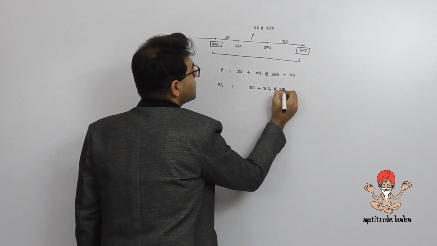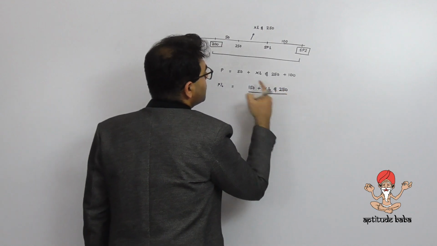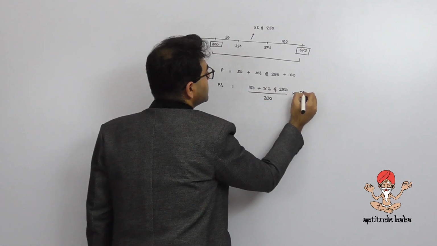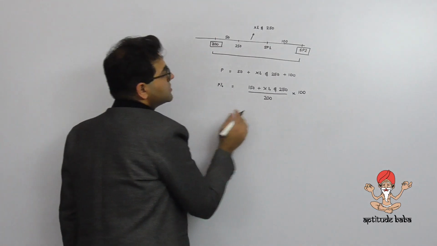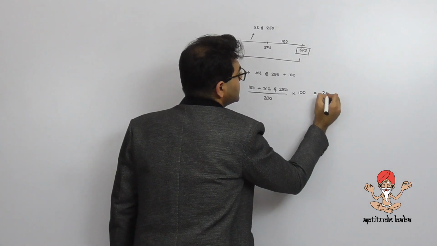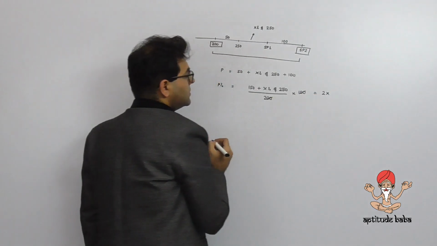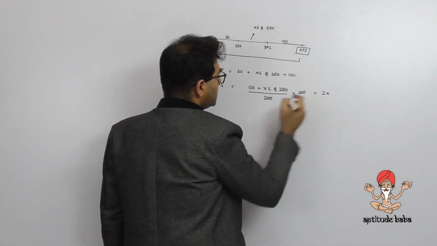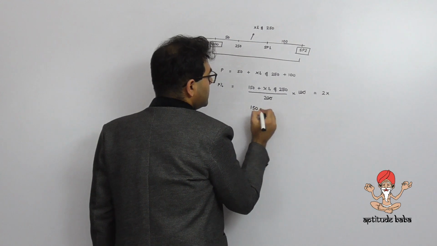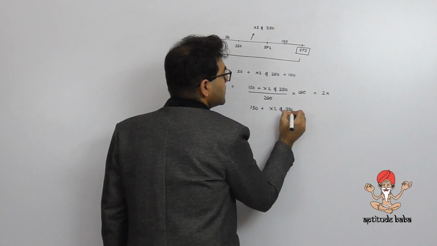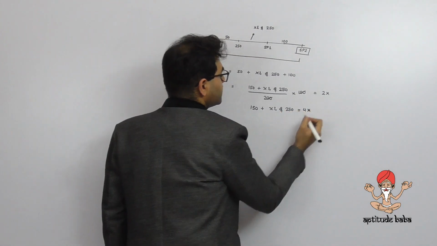So I'm defining the profit percentage as profit upon cost price into 100. Now this profit percentage is being given to me as 2x%. Let's solve this. Zeros cancel. Now what do I have here? 2 को उधर ले जाते हैं. So 150 plus X% of 250 is equal to 4x.